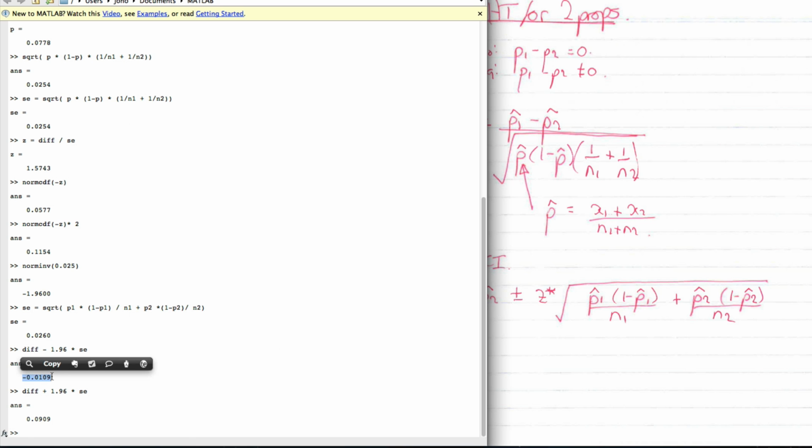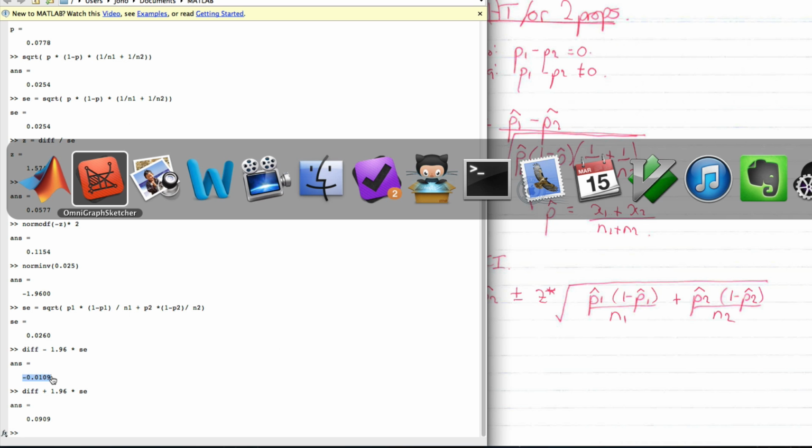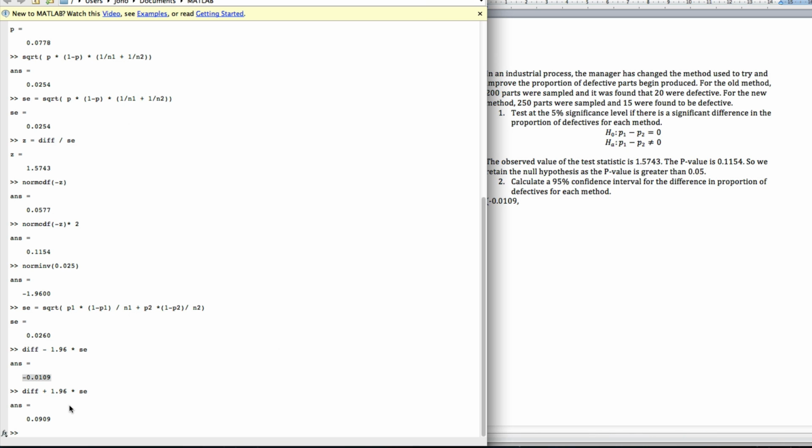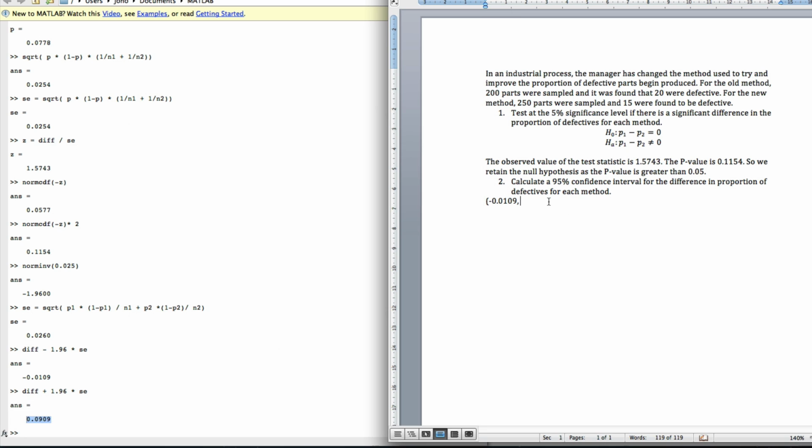So let's copy that. And here's our right one. As before, you always put the lower one to the left and the larger one to the right. So there we are, there's our confidence interval for the difference, and there's our hypothesis test for the difference. Okay, that's it. See you.